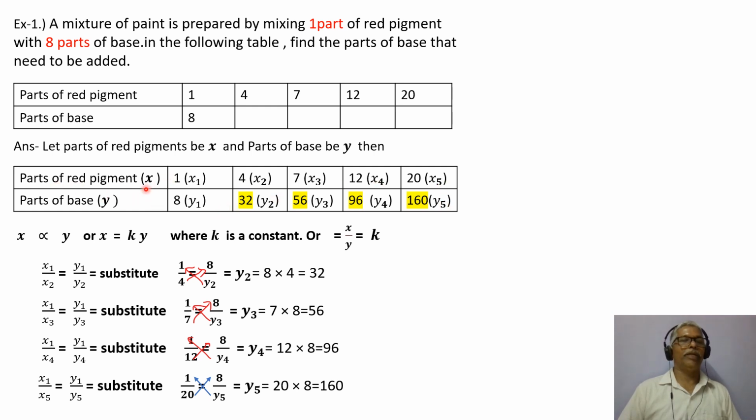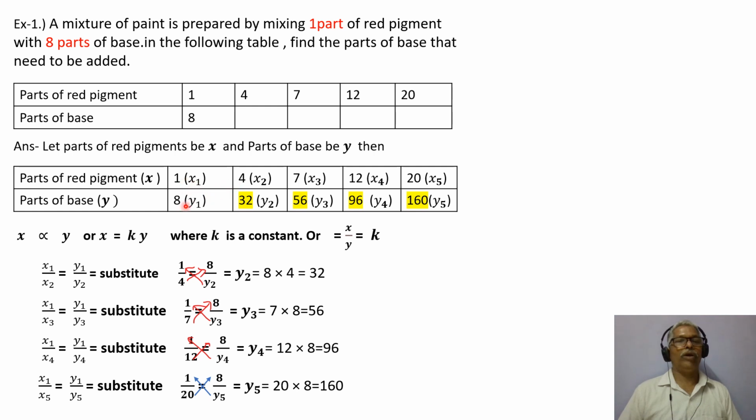Okay, so red pigment x and base y. So if you write this, then no confusion should take place. Okay, now x varies as y or x equals ky, where k is a constant, or x upon y is equal to k. We are taking advantage of the formula which has been derived, x1 upon x2 is equal to y1 upon y2. This is the final formula we have seen.